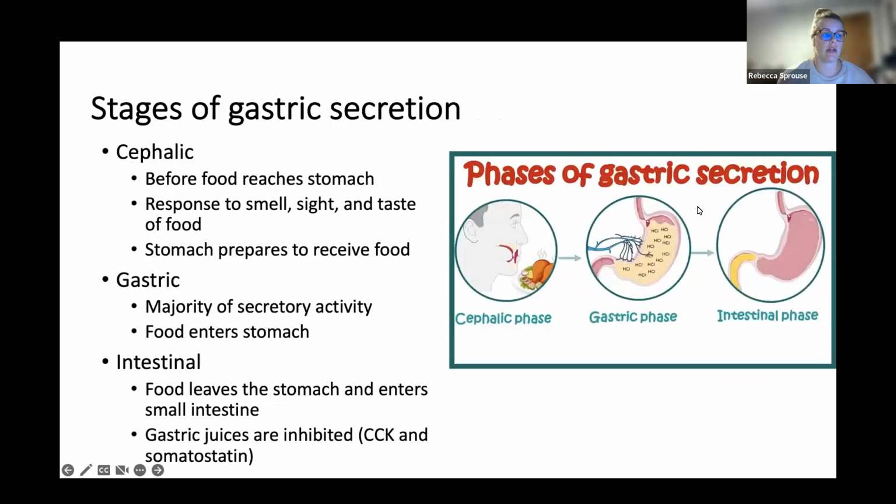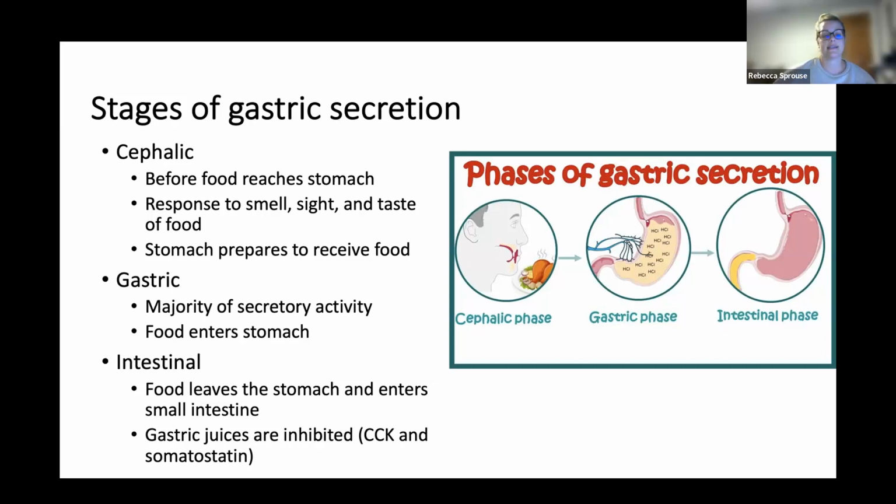Gastric secretion can be broken up into 3 phases: the cephalic phase, the gastric phase, and the intestinal phase. The cephalic phase is before your food even reaches the stomach. It might even be before the food enters your mouth. This is when you see the food, you think about the food, your stomach is preparing to eat. Maybe your stomach is growling, something like that. The gastric phase happens when that food actually enters the stomach. So you've eaten the food, swallowed the food, and now that food is entering the stomach. This is when all of those secretions are going to happen during that gastric phase.